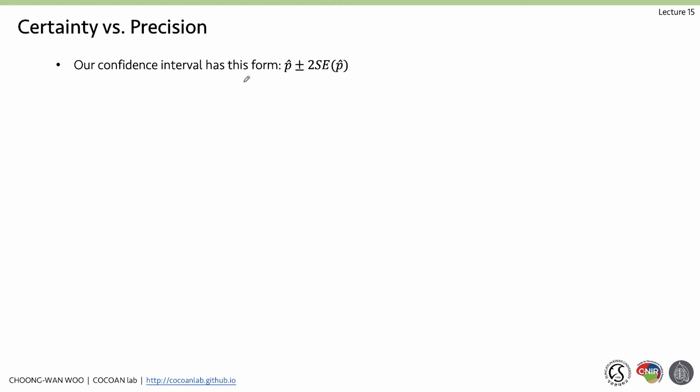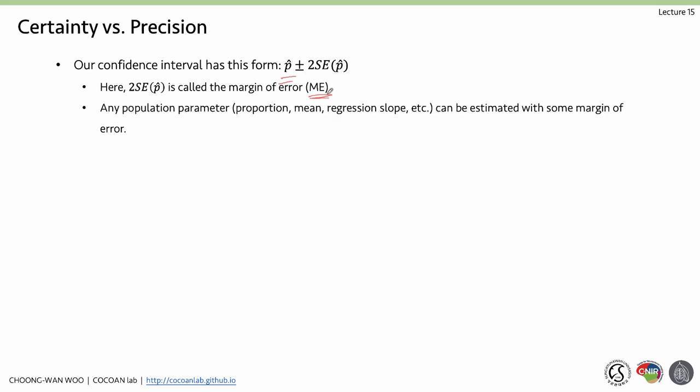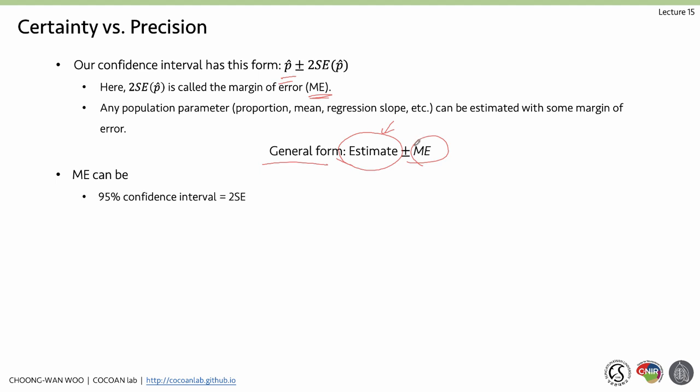As I said, our confidence interval has this form: P hat, which is an estimate, plus or minus some standard error. Here, 2 times the standard error of P hat is called the margin of error, ME. Any population parameter, proportion, mean, regression slope, can be estimated with some margin of error. So the general form is estimate, that's from my data, plus or minus margin of error. The margin of error for a 95% confidence interval is around 2 SE, and for a 99.7% confidence interval it is 3 times the standard error.